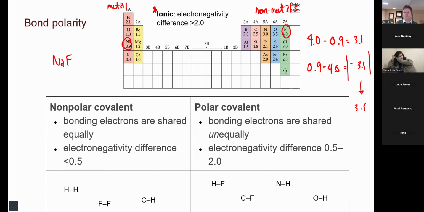What is the absolute difference between these? We're not looking at negative or positive. An electronegativity difference is always going to be positive because it's an absolute value. So we have an electronegativity difference between sodium and fluoride of 3.1. How would we classify that magnitude of a difference? Well, 3.1, is that greater than 2.0? It is. So we would classify this bond as an ionic bond. Now, does that go hand in hand with what we already said, that it was an ionic compound? It does.